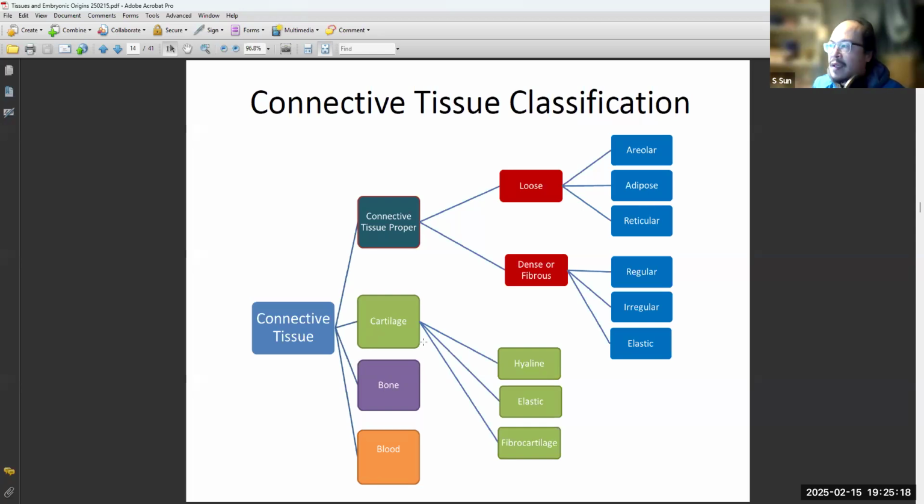Yeah. So that's that. And then here is the specialized: cartilage. It has three major types: hyaline, elastic, and fibrocartilage. So that's three types. Then bones and blood. So that's considered the specialized.